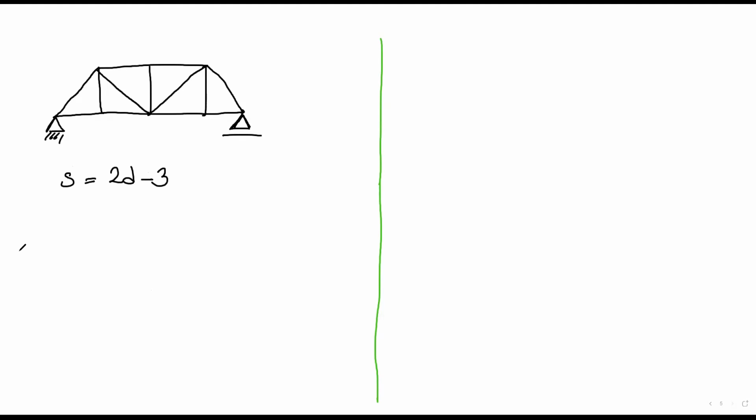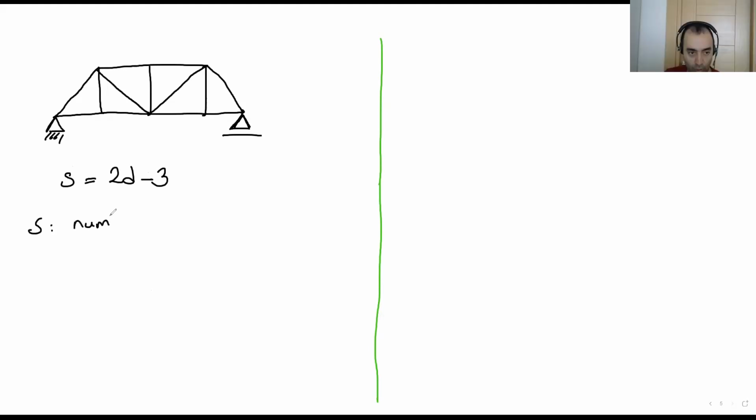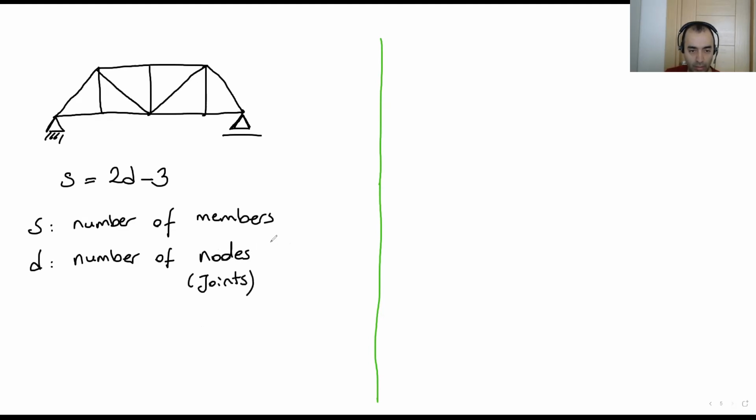What is S? S is the number of members. D is the number of nodes or joints, but including supports. Support points are also joints for my truss system.